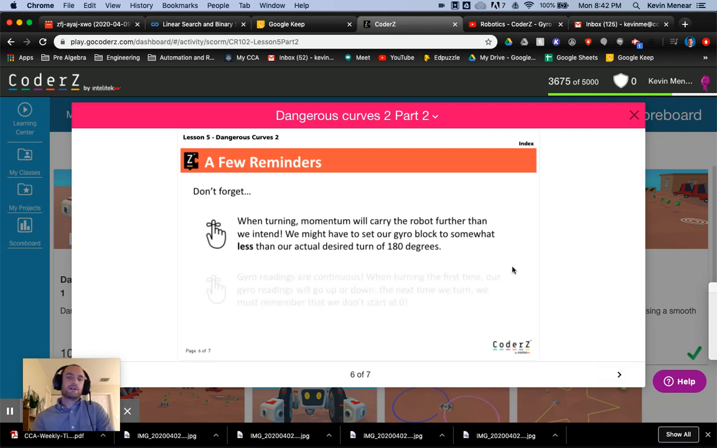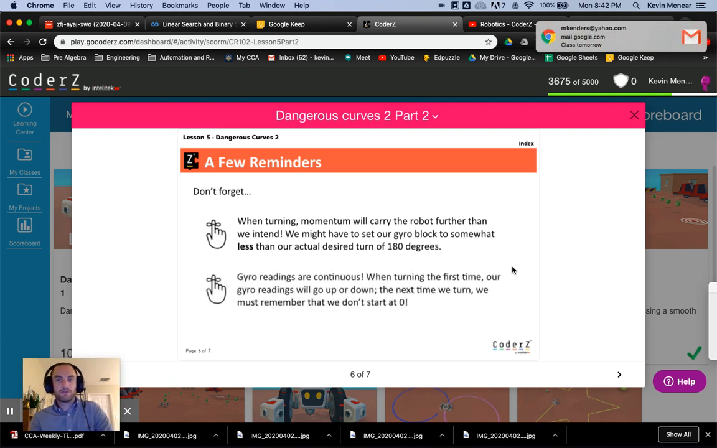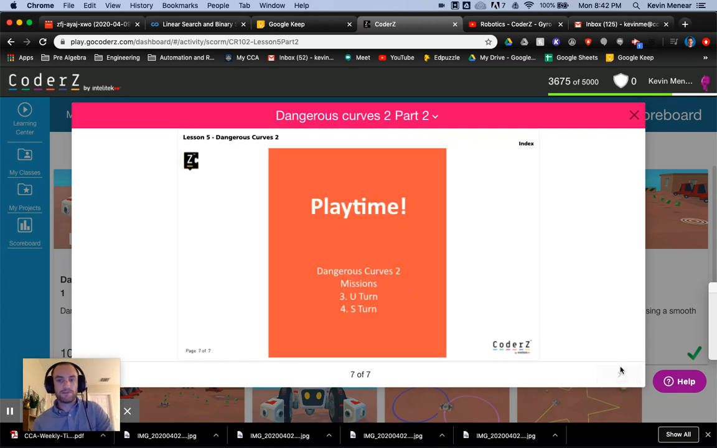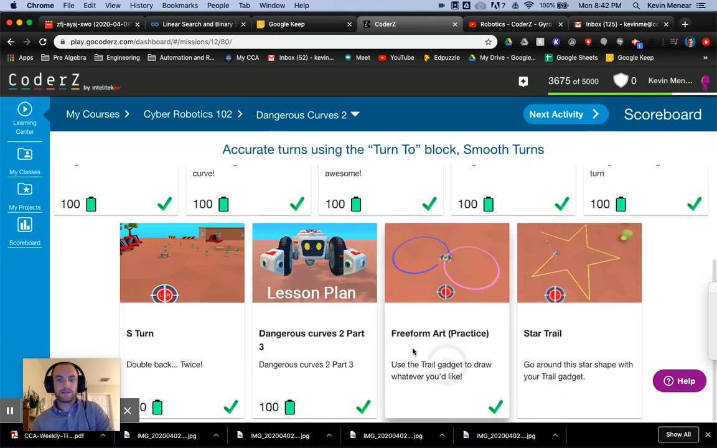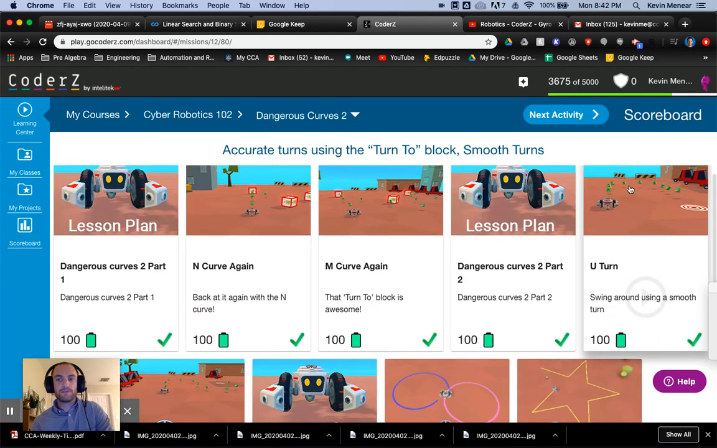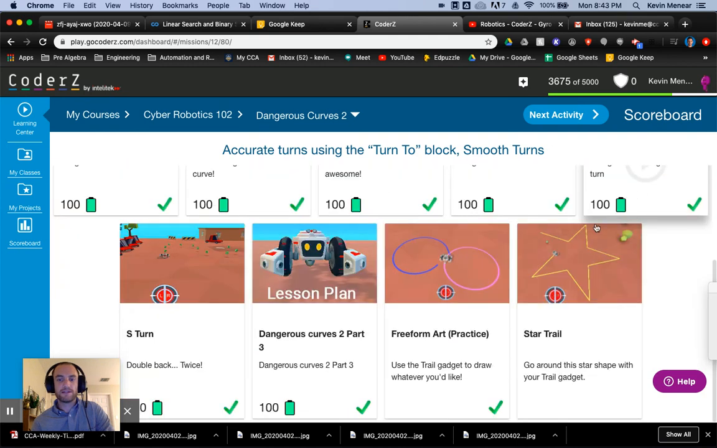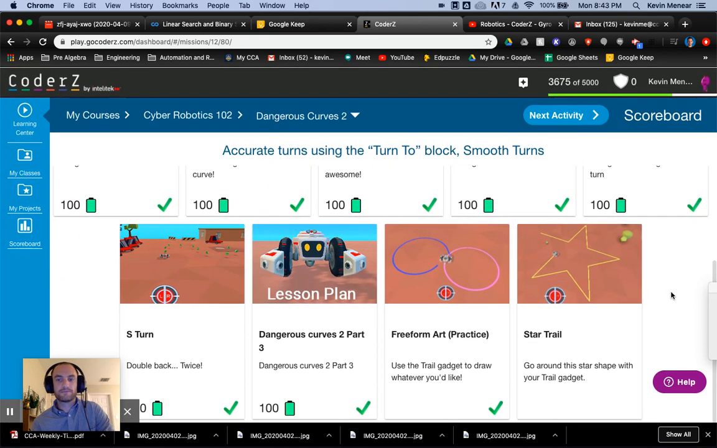Okay, so now remember, that turn 2 block only works for screw turns. So that's not going to work for the smooth turn that we're going to be doing now. Okay, so we have to remember that. All right, so I'm going to do U-turn, and then it's going to be up to you guys to do S-turn. I'm going to walk you through the basics of it, and we're not going to do these two.